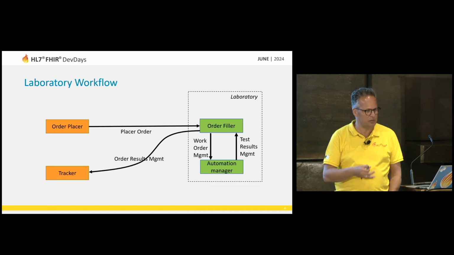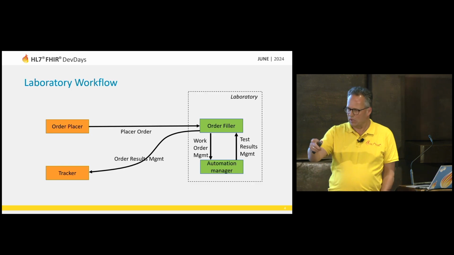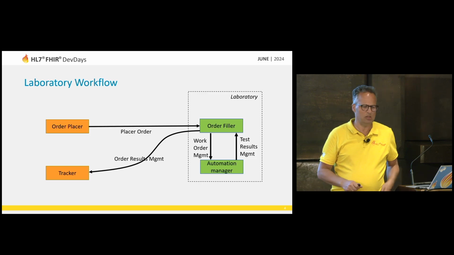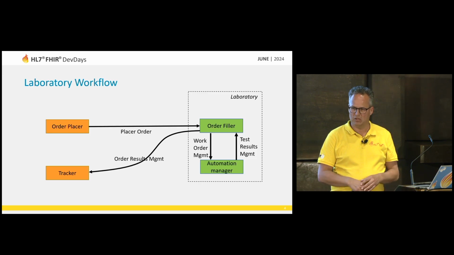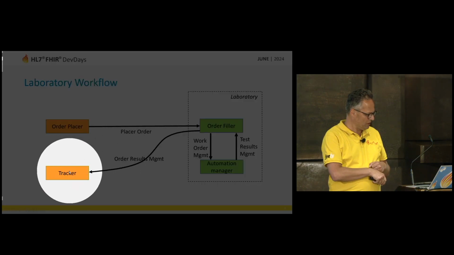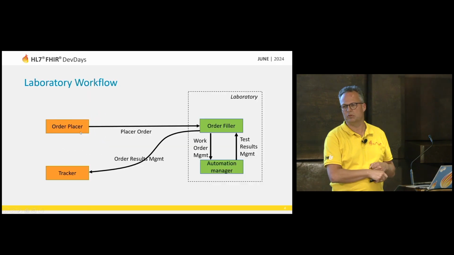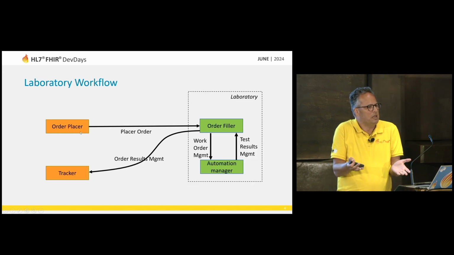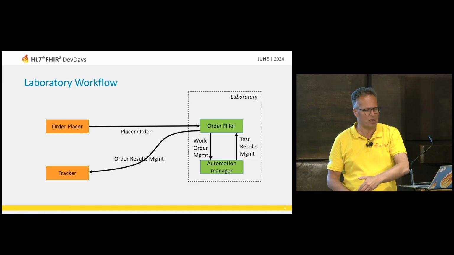The tracker passively listens for updates and the status updates on the workflow. Now in real life, you may say, well, if you're ordering something, you probably also are interested in the result. So these two parties, these roles, are more or less always grouped. Well, they need not always be. Like you could have an order management system, but then the result needs to go to the EHR, right?